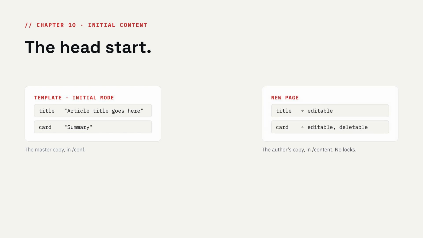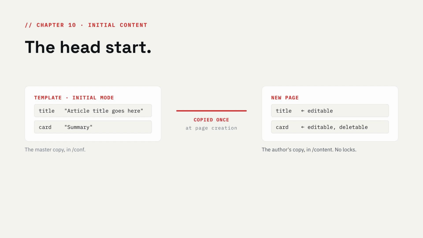Because it's a copy, everything about it is the opposite of structure. The components land at page level, so they're fully editable. The author can change them, rearrange them, delete them. No locks. It's the author's content now. The template just saved them the setup.